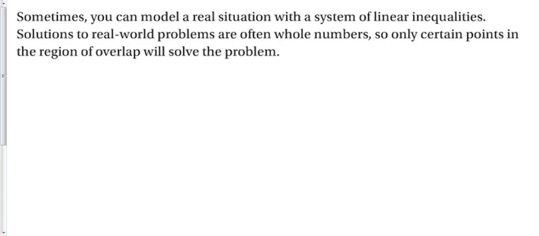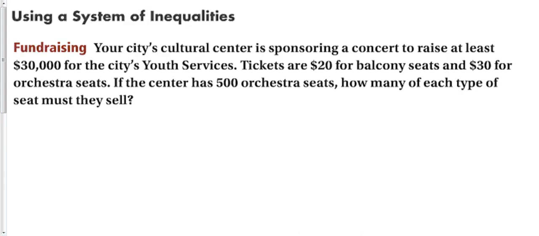Sometimes we can model a real situation with a system of linear inequalities. Solutions to real-world problems are often whole numbers, so only certain points in the region of overlap will solve the problem. For instance, like this system right here with a fundraising problem. Your city's cultural center is sponsoring a concert to raise at least $30,000 for the city's youth services. Tickets are $20 for the balcony seats and $30 for the orchestra seats. If the center has 500 orchestra seats, how many of each type of seat must they sell?